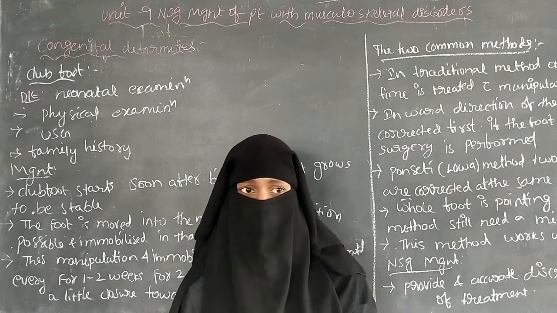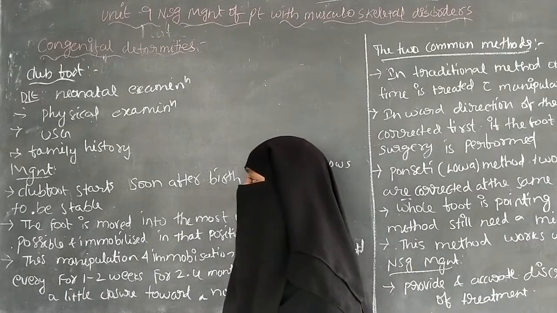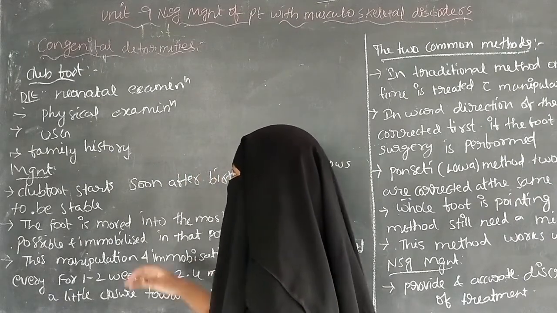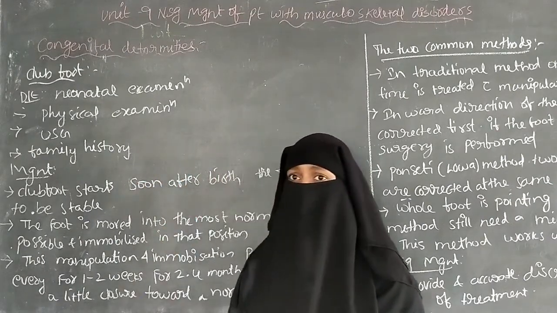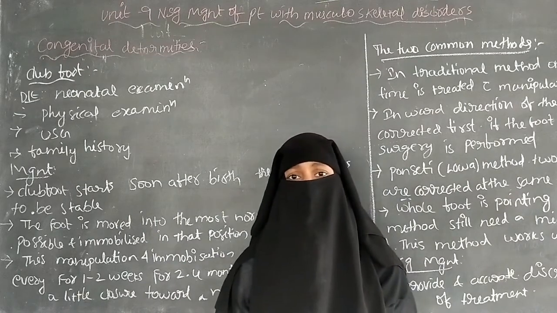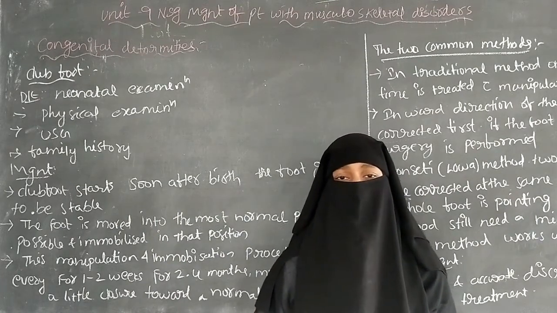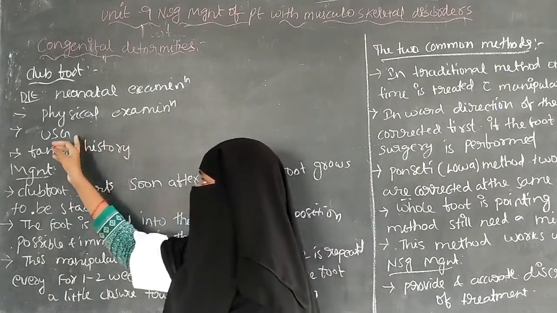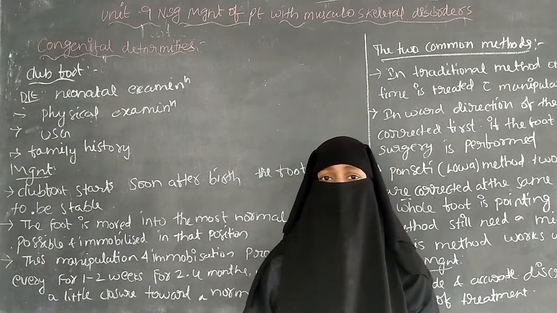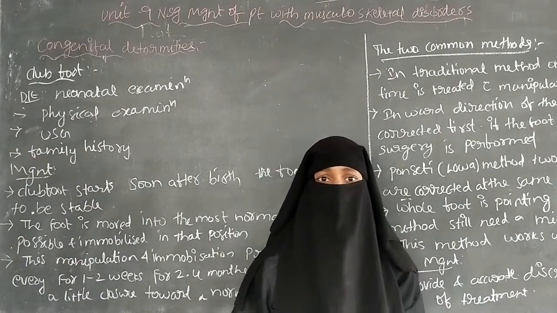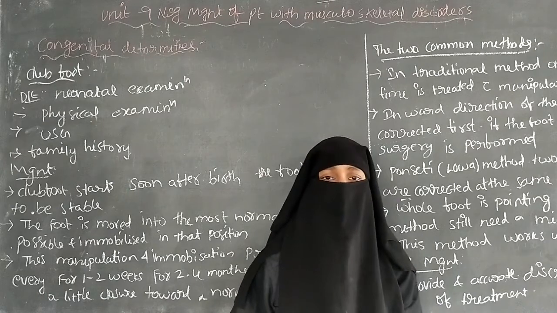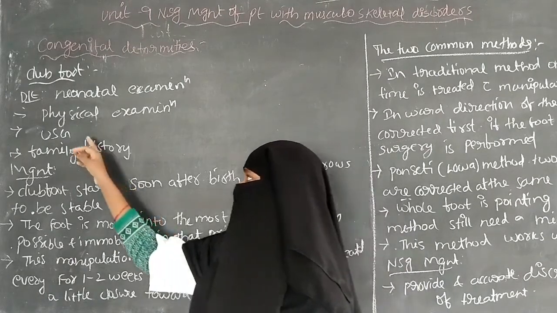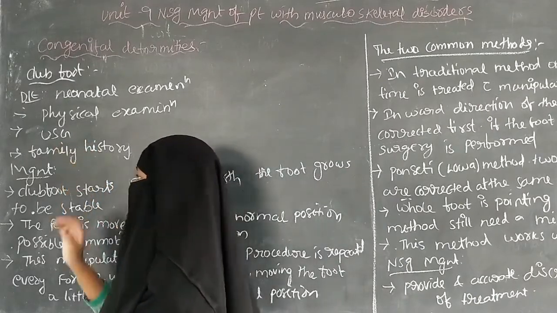By birth itself we have to assess by examination whether the patient has clubfoot or not. And there is a physical examination, which includes assessing whether any deformities are present in the baby. And there is ultrasonography. During the pregnancy period, by ultrasonography we can identify any deformity in the baby. And there is a family history.